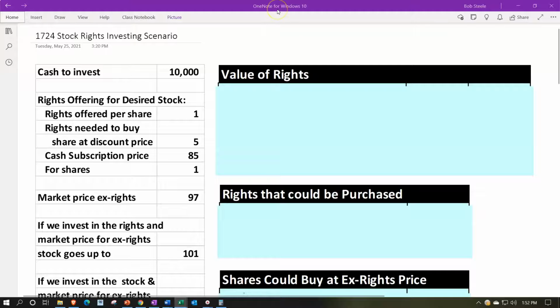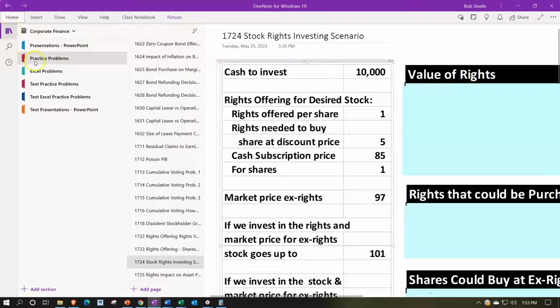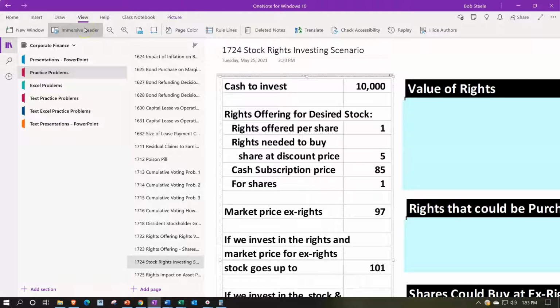Here we are in OneNote. If you have access to OneNote and would like to follow along, you're not required to, but if you would like to, we're in the icon on the left-hand side in the Practice Problems tab, down in the 1724 Stock Rights Investing Scenario tab. Also note, when using OneNote, look at the Immersive Reader tool. Our practice problems will be mirrored in the text area, same name, same number, but with transcripts that can be translated into multiple different languages and either listened to or read in them.